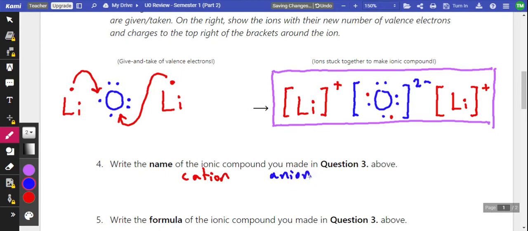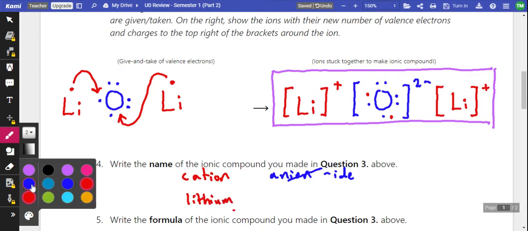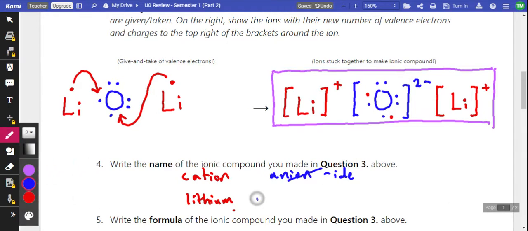Okay, and if we just left it like that, then it'd just be cation, anion, like lithium, oxygen. Again, that doesn't really help us. It just sounds like 2 elements. So instead, we chop the end off of the anion and make it IDE instead. All right, so the cation name stays the same. So lithium gets to stay lithium. But oxygen gets the end chopped off and becomes IDE at the end instead.